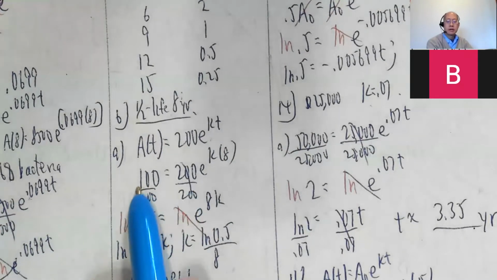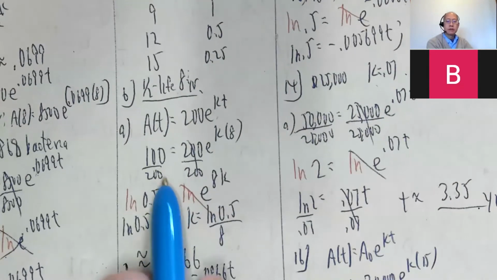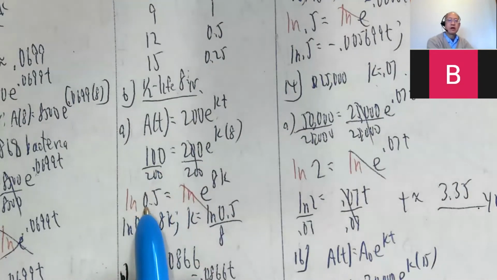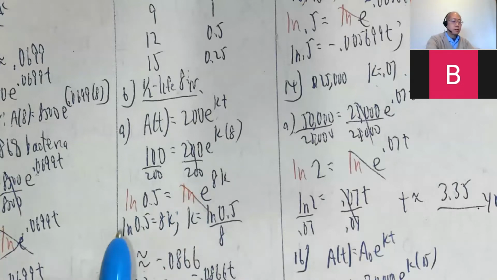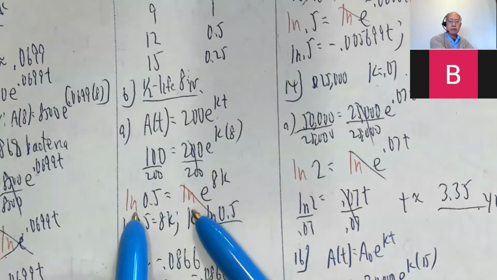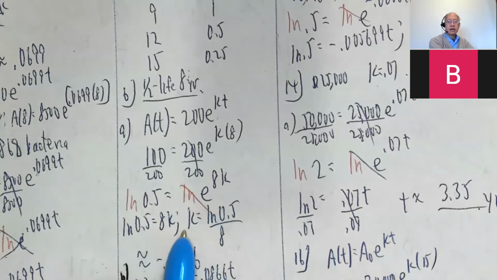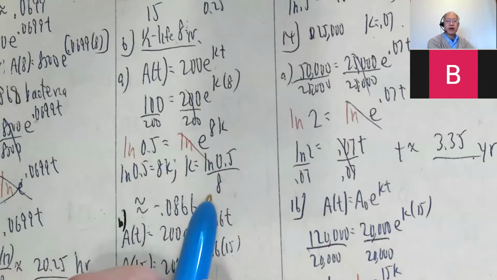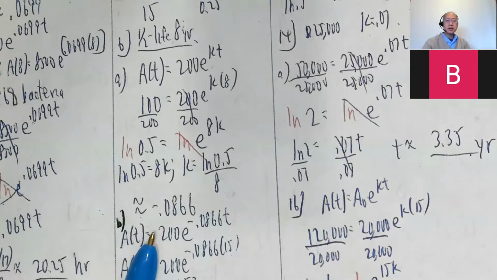Solve for k. So just like last time, divide by 200. That's a half or 0.5. 0.5 is e to the 8k. Take the natural log of both sides. ln 0.5 is 8k, divided by 8. K is ln 0.5 divided by 8. It's about negative 0.0866. Let me try to show that to you on my calculator. ln 0.5 divided by 8.